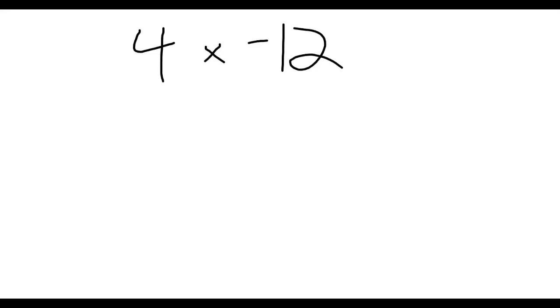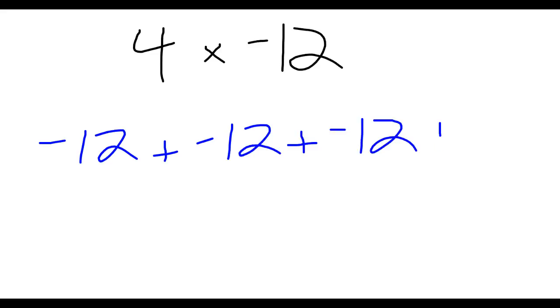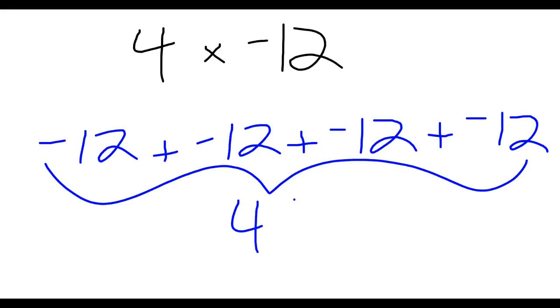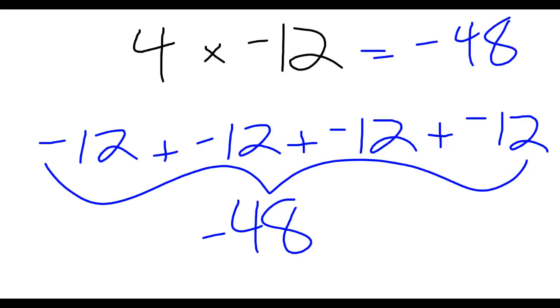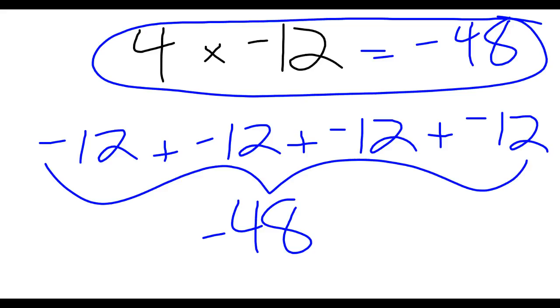So again, we could look at this as 4 added to itself negative 12 times, but that doesn't make a whole lot of sense. So instead we're going to do negative 12 added to itself 4 times: negative 12 plus negative 12 plus negative 12 plus negative 12. Altogether, that ends up as negative 48, which is convenient because 4 times 12 itself is 48. But when we do 4 times negative 12, we end up with negative 48.